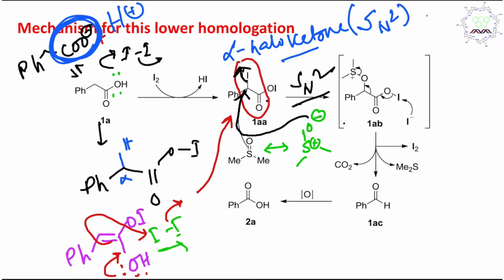Now in the next step, what is possible? See, when this iodine leaves, in that reaction medium there is iodide, so that iodide can attack this.